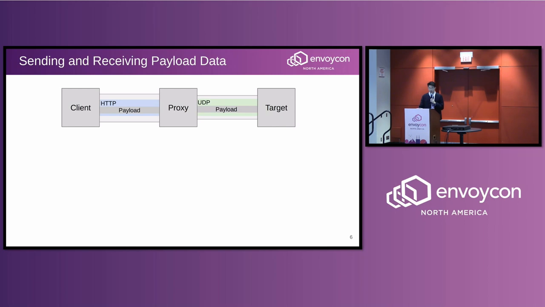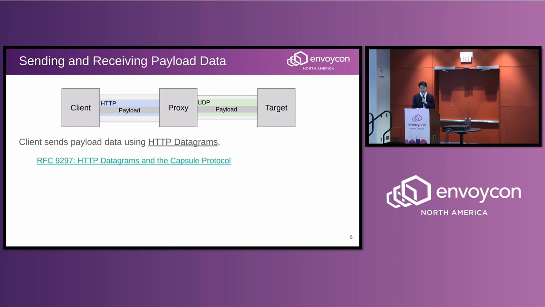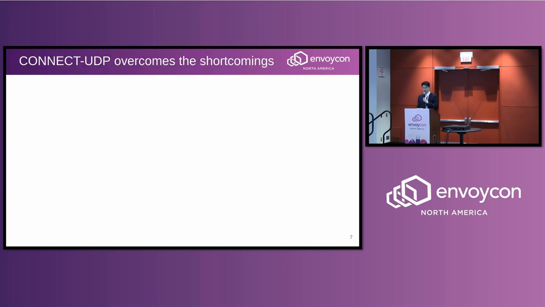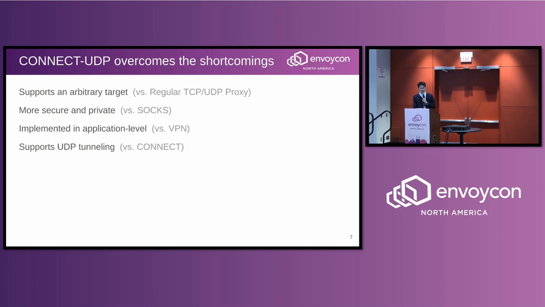As soon as the client receives a response, it assumes that the tunnel is established and starts to send data using HTTP datagrams. HTTP datagrams were also recently standardized in RFC 9297, and I'll explain more about this and why we needed it in the later slides. So with CONNECT-UDP, we can overcome the limitations of existing proxying protocols I mentioned earlier. It supports an arbitrary target, it provides useful security and privacy properties like HTTP CONNECT, it can be implemented at the application level, and most importantly, it supports UDP protocols unlike CONNECT.